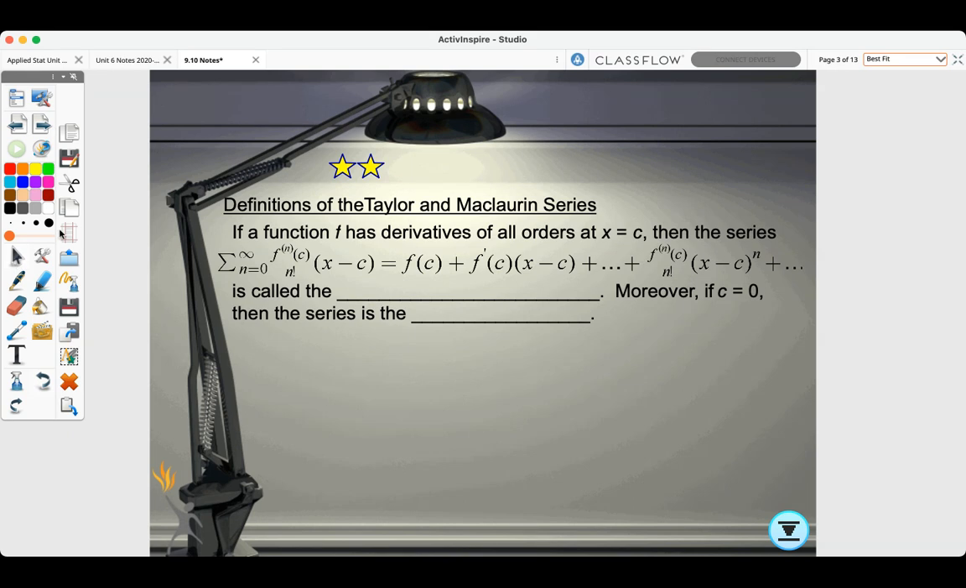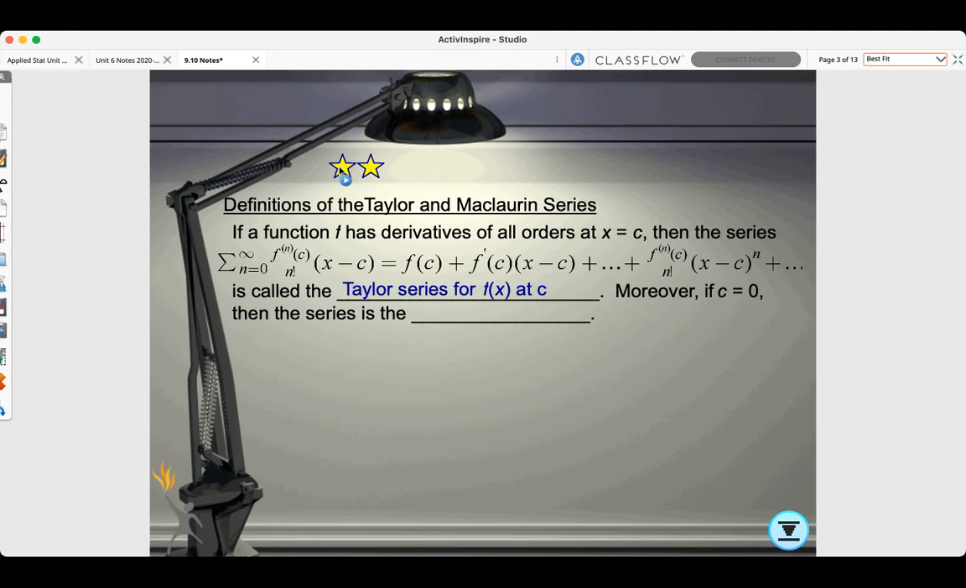A definition of the Taylor-Maclaurin series. If a function f has derivatives of all orders at x equals c, then the series as follows is called the Taylor series for f of x centered at c. Moreover, if c equals 0, then the series is a Maclaurin series for f.